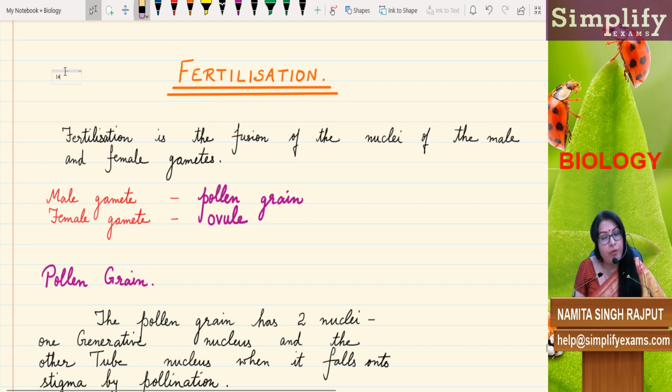The male and female nuclei combine together and give rise to the zygote, and that process is known as fertilization. Now what is the male gamete in flowering plants? It is the pollen grain, and the female gamete is the ovule. Now we shall study the structure of the pollen grain and the ovule.